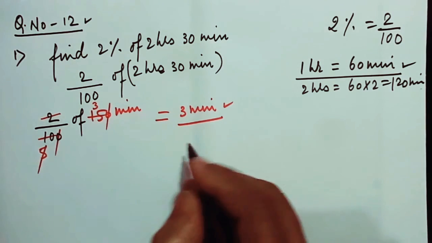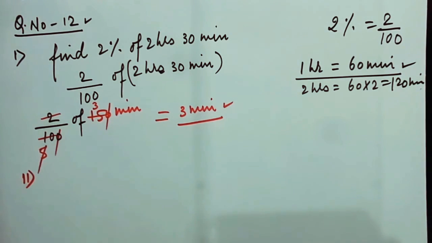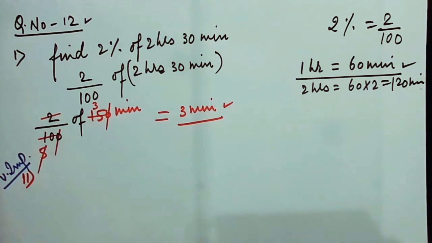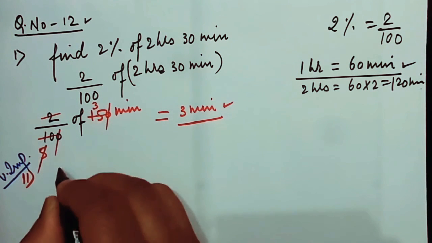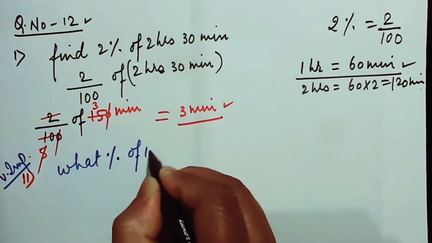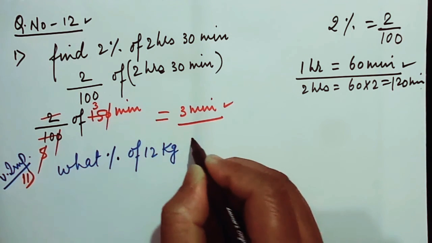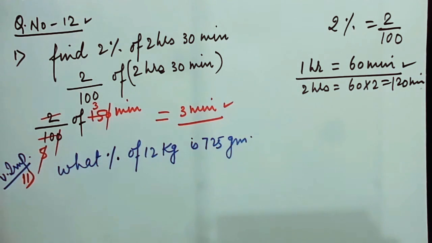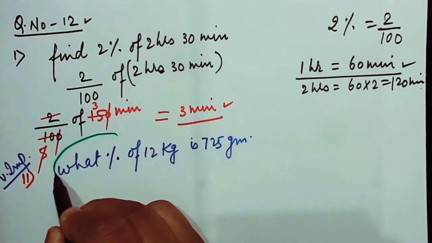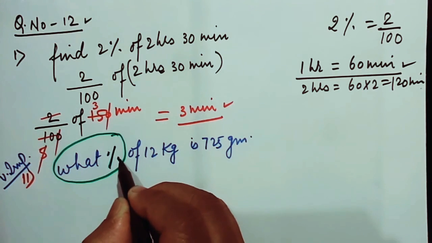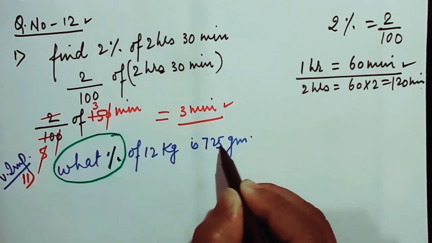Done. Next, number 2, I would say that this is very important. In fact, very important. Okay, why? Because what they have asked is, what percent of 12 kg is 725 gram? What percent? So they are here asking you directly, what percent. Find the percent. They are not finding the percentage. What percent of 12 kg is 725 gram?